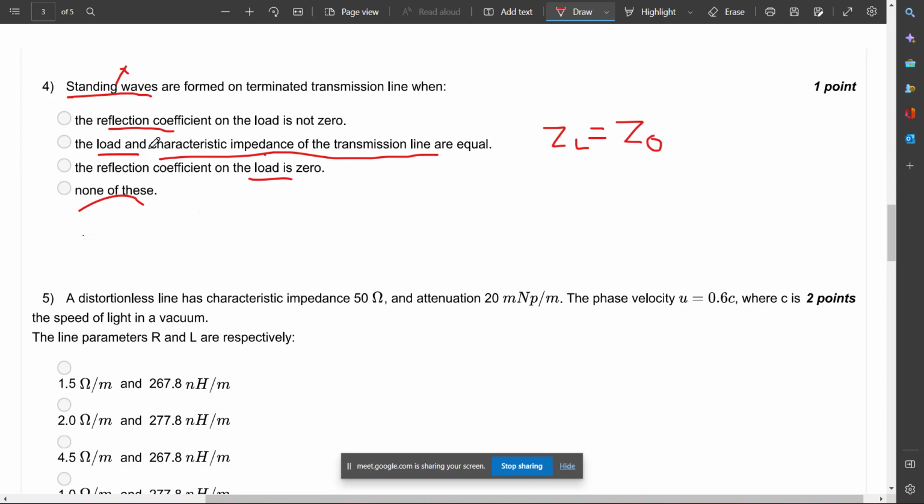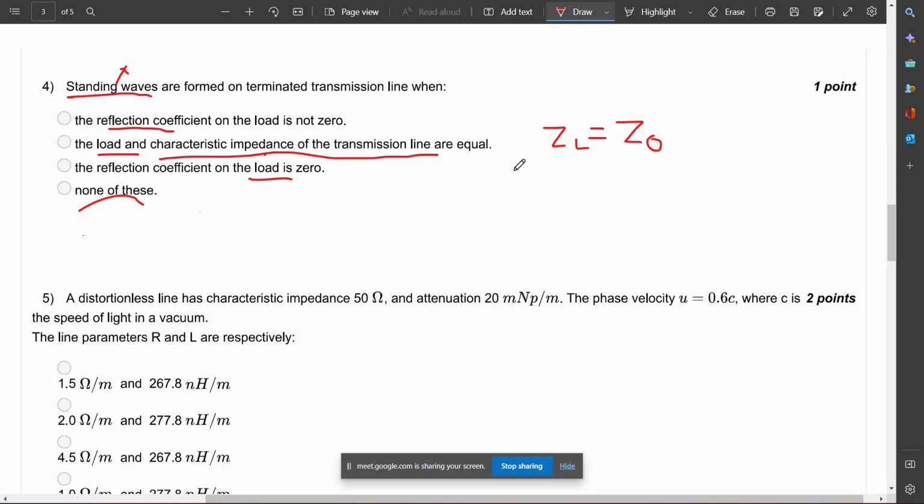Okay. Who else? Is there anyone else who wants to try? What will be the answer? Option A, ma'am. Okay, option A. Good, good. Why?